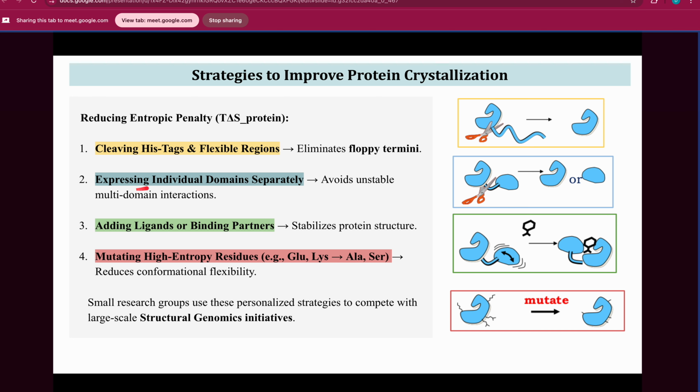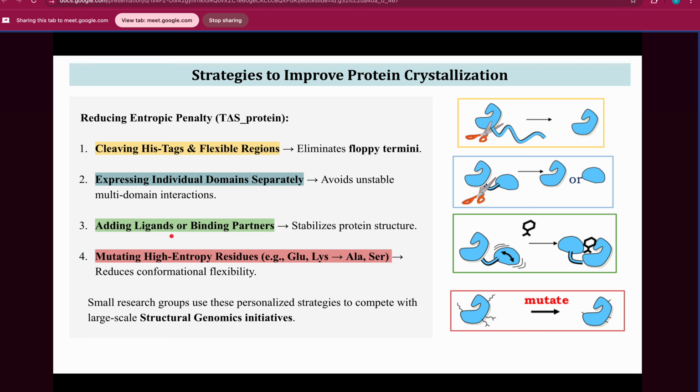The second thing we can do is express the individual domains separately. In cases where we have a bigger protein molecule, instead of expressing both subunits at the same time, we avoid the unstable multi-domain interactions. We can break it off, use the individual domains, and observe their structures individually instead of observing the entire bigger protein complex at the same time. So we try to avoid the multi-domain interactions which increase the T delta S protein.